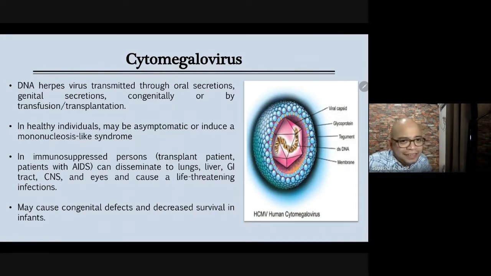Okay. So, Cytomegalovirus. This one is another significant type of virus. It's a DNA herpes virus transmitted through oral secretions, genital secretions, congenitally or by transfusion or transplantation. So cytomegalovirus is one of the infections that we are measuring in the TORCH test, which we have already discussed from last week's lecture.